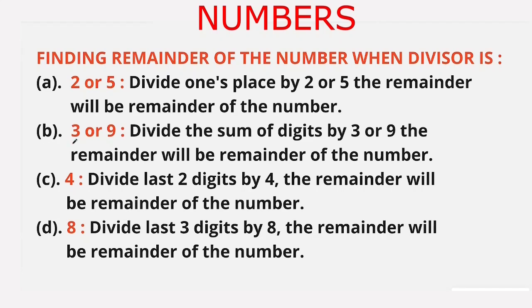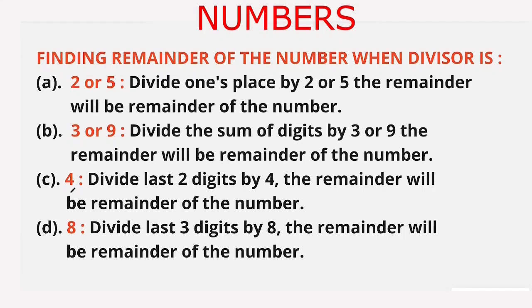Part B: 3 or 9. Divide the sum of digits by 3 or 9. The remainder will be the remainder of the number. It means that if you are given a number and that number is divided by 3 or 9, and you have to find the remainder, then what you have to do? You have just to take the sum of all the digits of the given number and divide that sum by 3 or 9, and whatever remainder you get will be the remainder of the given number.